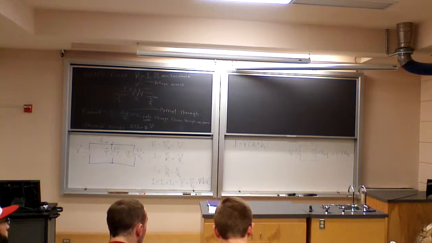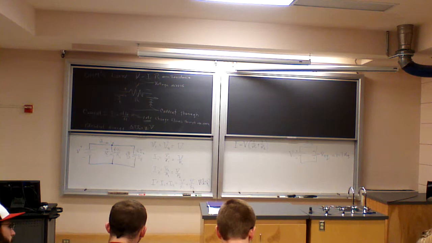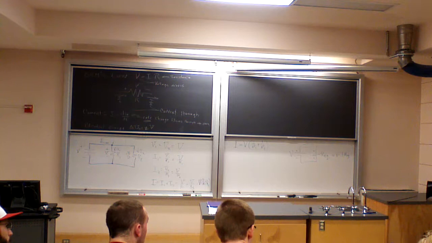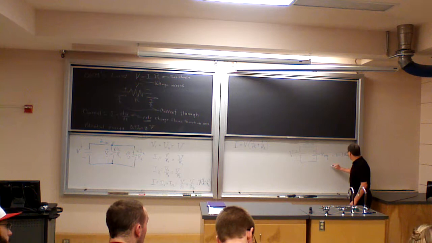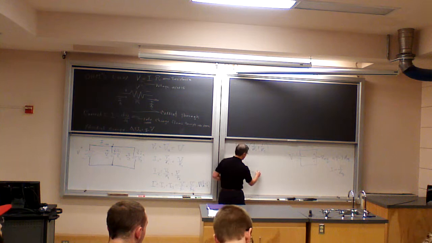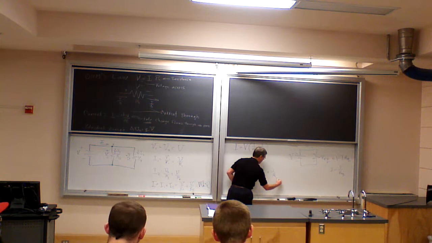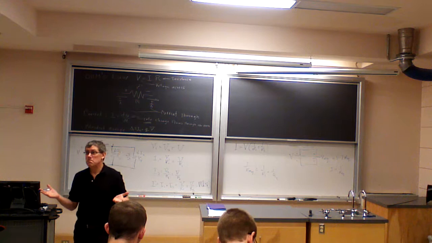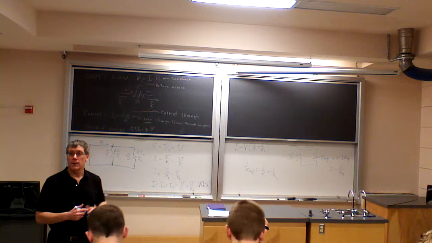So what is our equivalent in terms of R1 and R2? We could go over here and say I equals V over R equivalent. Doesn't that tell us that 1 over R equivalent must be equal to 1 over R1 plus 1 over R2? Have you seen that? It's not its own law. It's just an application of Ohm's law, but it is worth knowing for parallel resistors.